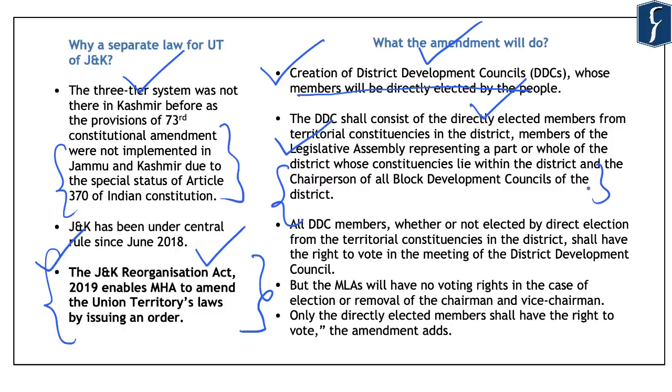Further, all the DDC members, whether or not elected by direct elections from the territorial constituencies in the district, shall have the right to vote in the meeting of the district development council. However, the members of the legislative assemblies will have no voting rights in case of election or removal of the chairman or the vice chairman. So the voting rights of the MLAs for the removal and election of chairman and vice chairman have been restricted to an extent. Only the directly elected members will have the right to vote in the case of election or removal of chairman or vice chairman. So these are a few points which are important for us from the preliminary examination point of view.